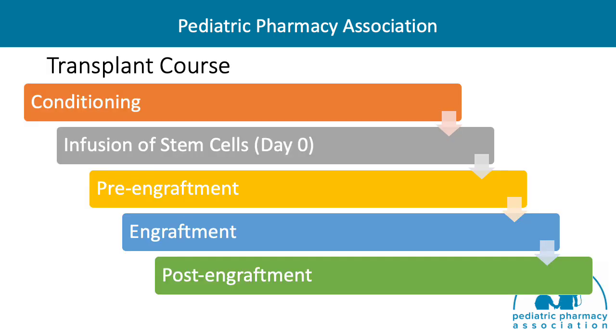So bone marrow transplant starts with patients receiving a conditioning regimen followed by infusion of stem cells. The day that stem cells are infused is referred to as day 0. Following infusion of stem cells, the process for engraftment begins, and there is a period of pre-engraftment, and then engraftment, and finally post-engraftment. Each of these stages requires different considerations, monitoring, and supportive care to be able to ensure the success of the transplant, which we will begin to discuss in the coming slides.